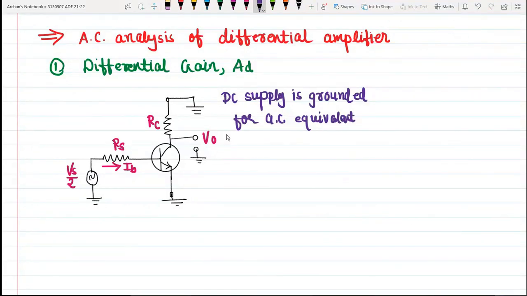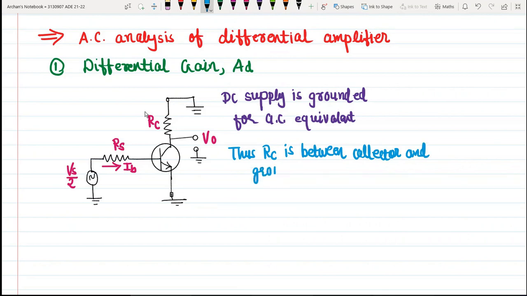Okay, so what will happen because of this? The RC between the collector and ground will be for AC purposes now only. Okay, so this is the conclusion. Thus, collector resistance RC is between collector and ground for AC purpose.